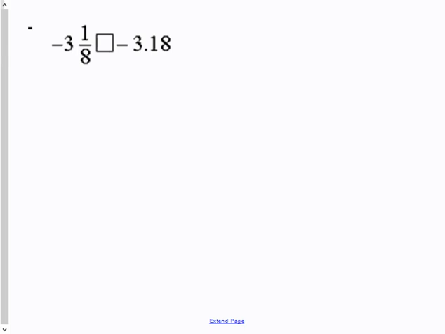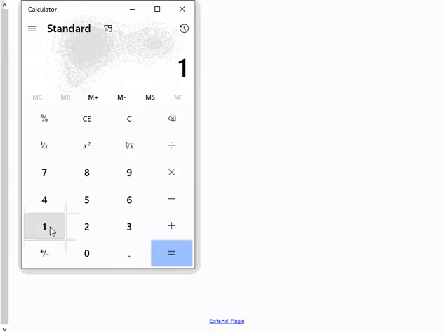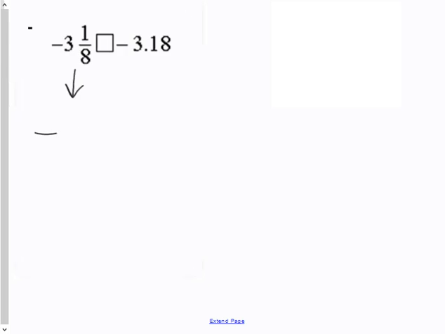Question 2, kind of like the next question in this one, is like that true-false that a lot of people got wrong. You're going to have to change this to a decimal first. If I change 3 and 1/8, a lot of people know that 1 divided by 8 is 0.125, so the conversion of negative 3 and 1/8 would just be negative 3 and 125 thousandths, and then negative 3.18. Which one is greater?